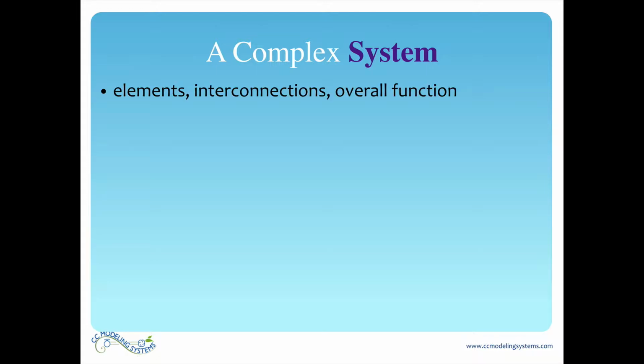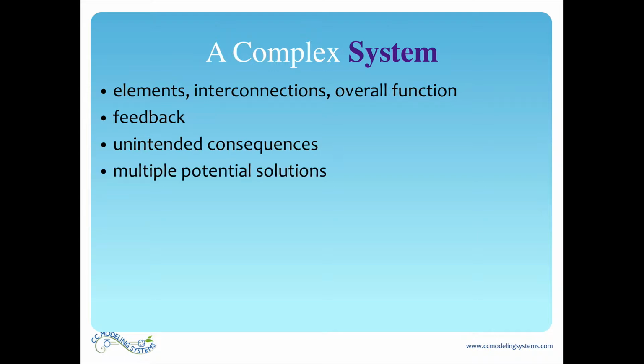A system has elements, interconnections, and overall functions. Like a football team, the elements are the individual players. They act in concert. They are interconnected in their actions to perform an overall function of achieving a goal. Often, systems contain feedback, and those systems can generate unintended consequences.